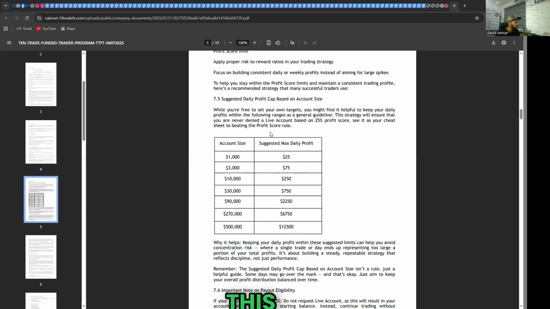What you just need is this table that you're seeing here moving around, account size and suggested max daily profits. All right. So either you're trading evaluation accounts or you're trading instant funded accounts. You don't need so much calculation. You just need to follow this rule.